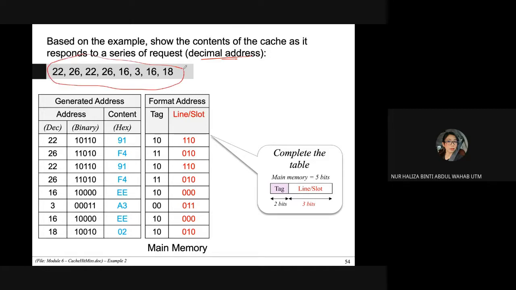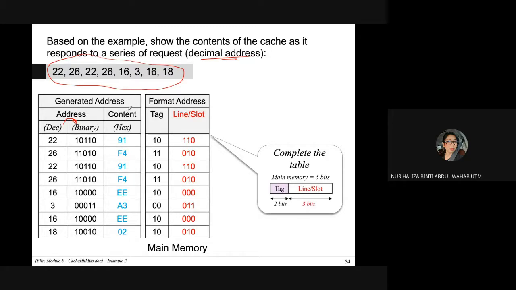And because of this, you can also change this into binary. On the binary side, this is content, this is not address, so you cannot convert 22 to hexa in the content. This is content that is already given.